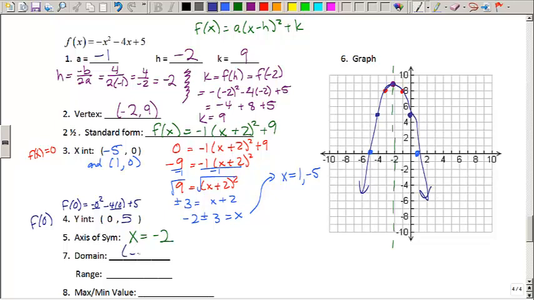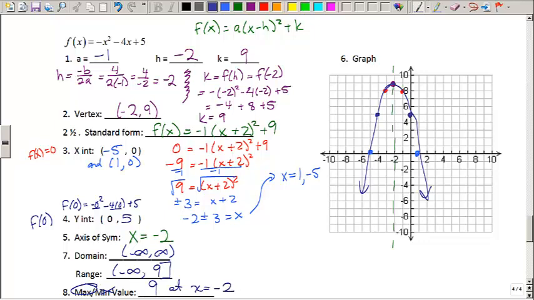My domain is always all reals, negative infinity to positive infinity. My range, because I have a high point here, my low point is negative infinity, comma, my highest point that I have is at positive 9. Which tells me that I have a max value of 9 located at x equals negative 2.